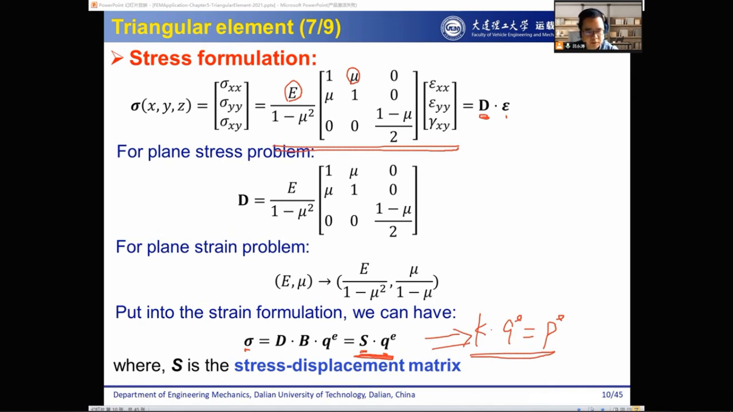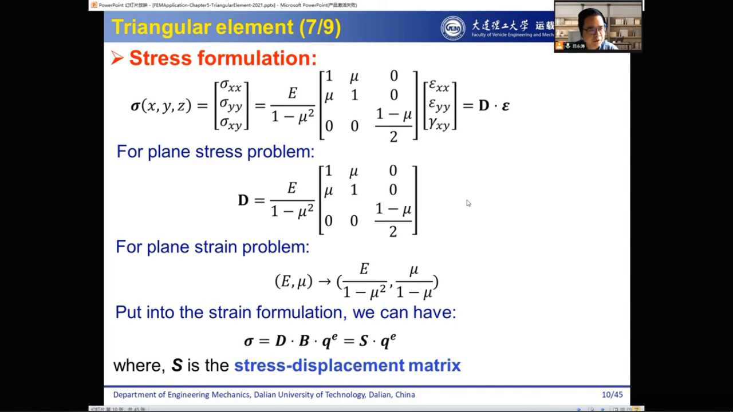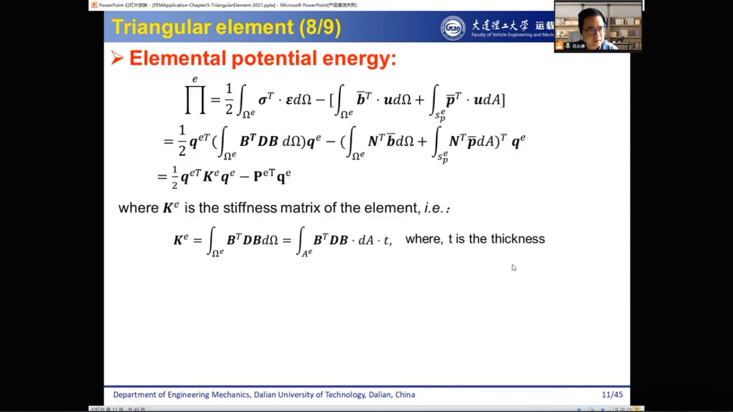Okay, that's the aim. And then after we have the formulations for the strain and the stress, then we can have our potential energy. Why do we get the potential energy? Because we said we use the minimal potential method to obtain the stiffness equation. So this potential energy is a function.